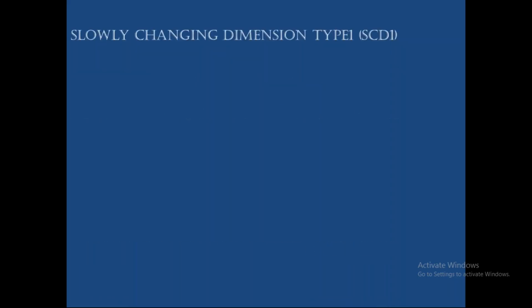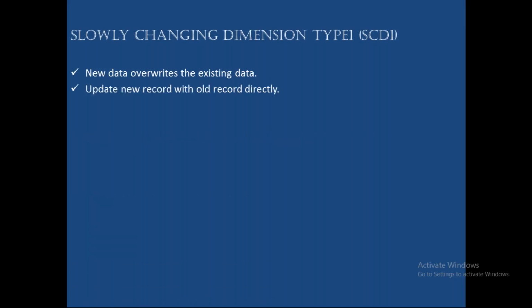What is type 1? Type 1 means new data overrides the existing data. Let's say you have Rama in Hyderabad now, and Rama has moved from Hyderabad to Bangalore. Now you are just going to overwrite, update that entire detail, and you are not going to keep the historical data. Update the old record directly with the new record without keeping the old record. This keeps only current data and does not maintain historical data.